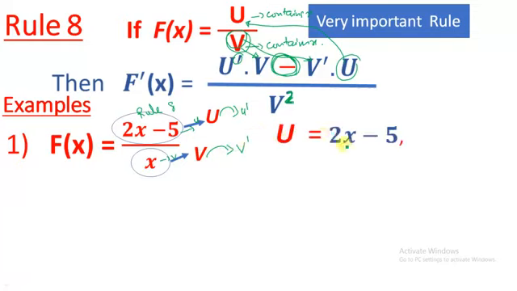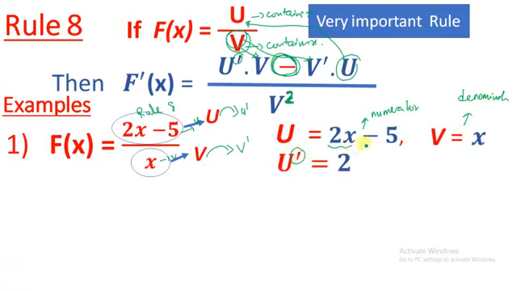So we will suppose that u equals 2x minus 5, which is the numerator, and v equals x, which is the denominator. Now we will make the derivative of u to get u prime. The derivative of 2x is 2 and the derivative of 5 is 0. And v prime, what is the derivative of x? It is 1. Look, I have u, u prime, v, v prime, and here v squared. So all the members in the rule are now with me.